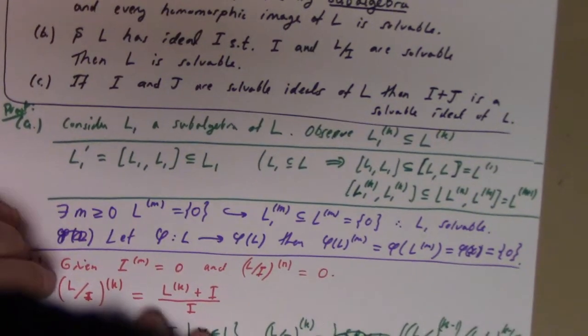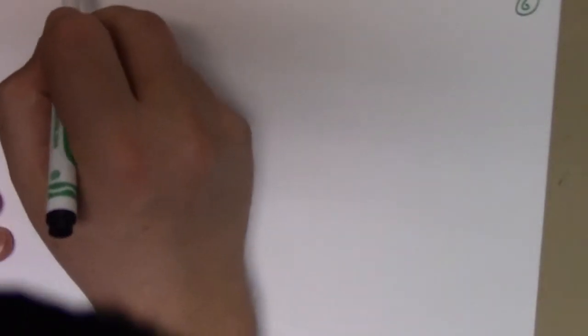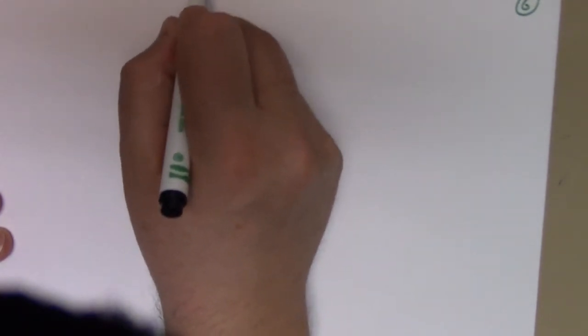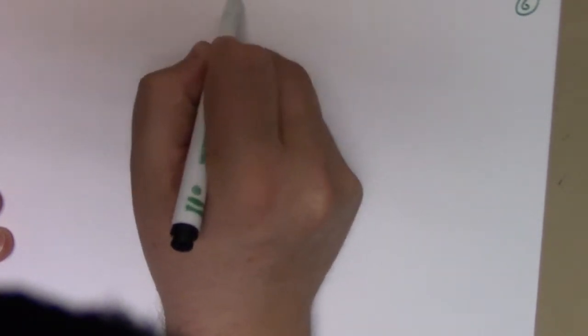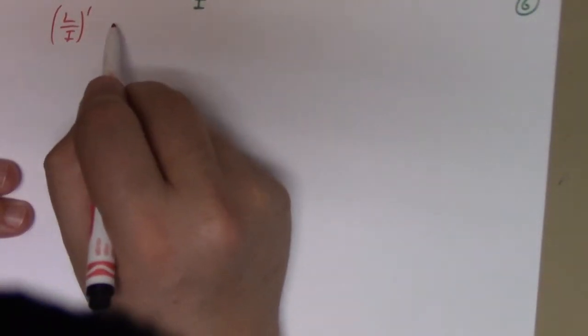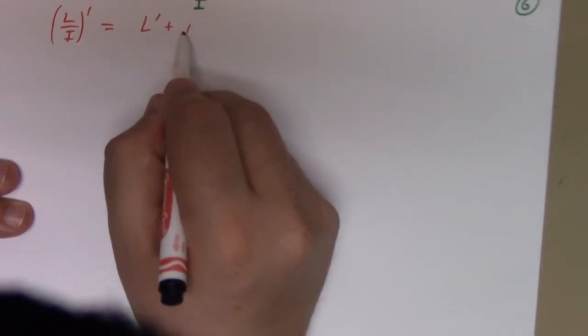Sorry, I'm getting another page. So we're trying to understand why on earth (L mod I)^(k) is equal to L^(k) plus I mod I. I'm going to start with k equals 1, like a civilized human being, see if I can understand that, and then we'll go on from there. So in other words, why is (L mod I)' equal to L' plus I mod I, right?